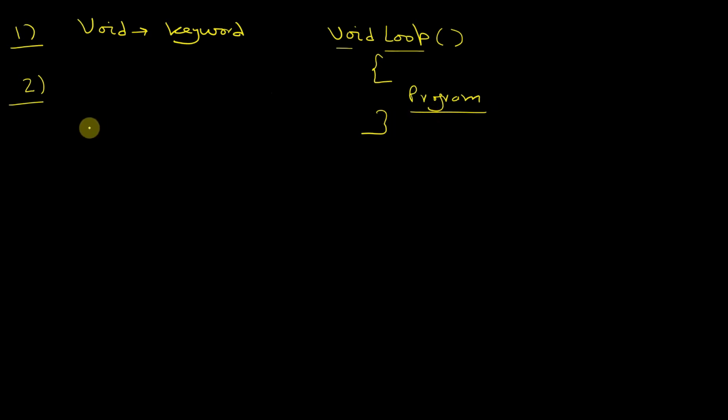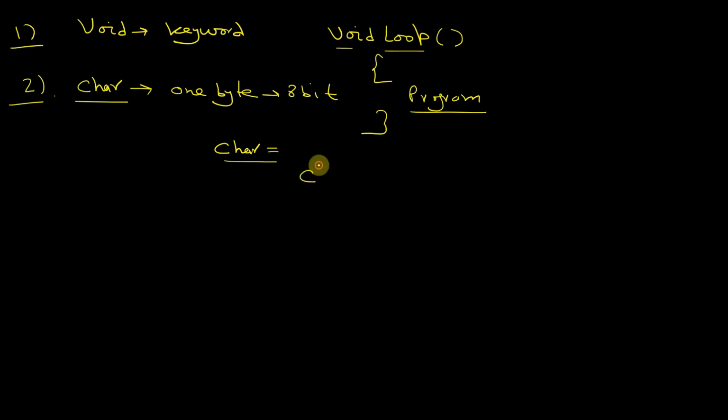Okay, the second one is char, character. Char is a data type that takes 1 byte of memory. So this character will take 1 byte, meaning 8 bits of memory. You can define this character like char. Remember this C will be lowercase. So character name, let us say I am defining this character with the name hello.